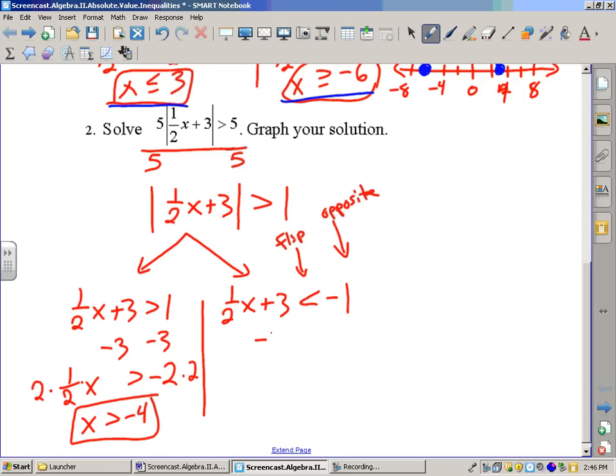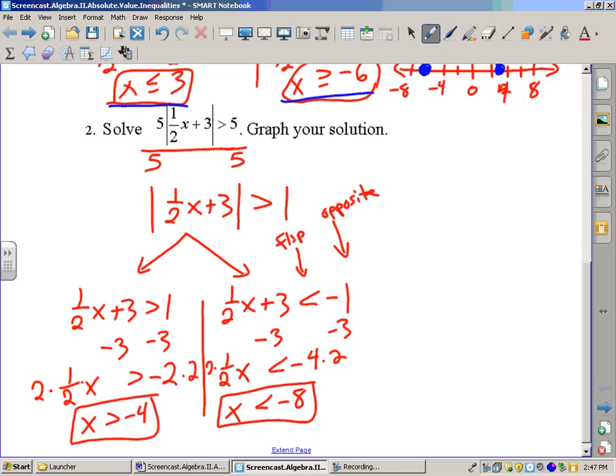Over here, I'm going to subtract 3 from both sides. 1/2 x is less than negative 4. And I'm going to multiply by 2 both sides. X is less than negative 8.